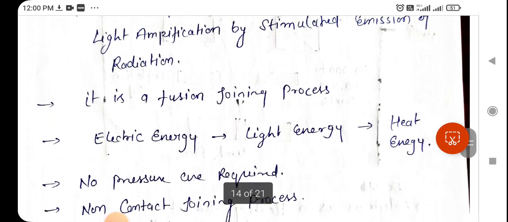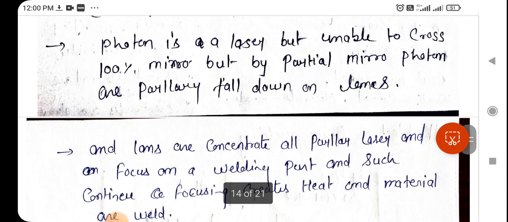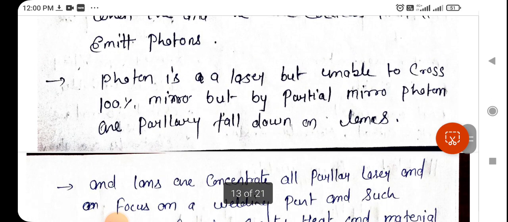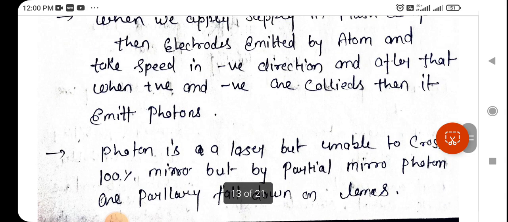kinds of welding by electron beam welding and laser welding. So electron beam welding is the updated version of laser welding. So this is all about laser welding.